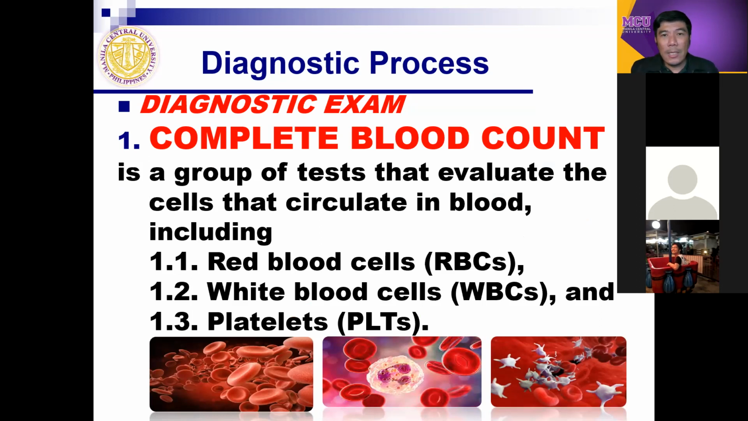Okay, so let's have the complete blood count. The complete blood count is a group of tests that evaluate the components of blood. We have RBC, the red blood cells, WBC, the white blood cells, and the platelets. Now, the RBC are our parameters considered as the basis for the oxygen level and the capacity of the blood to carry oxygen through the hemoglobin and the hematocrit. Hemoglobin measures the oxygen carrying capacity, and hematocrit pertains to the volume.